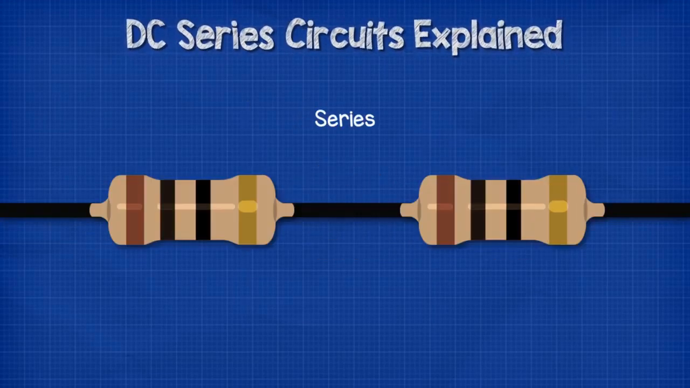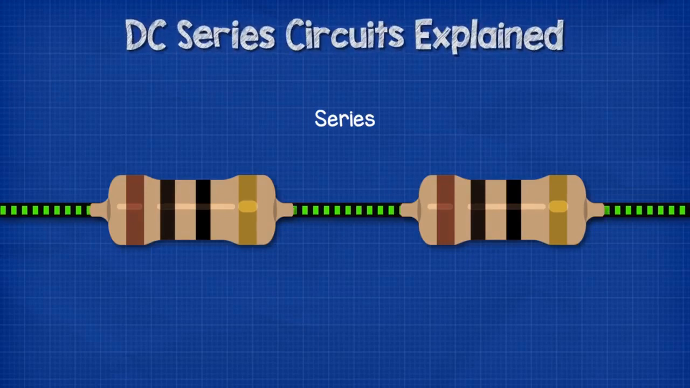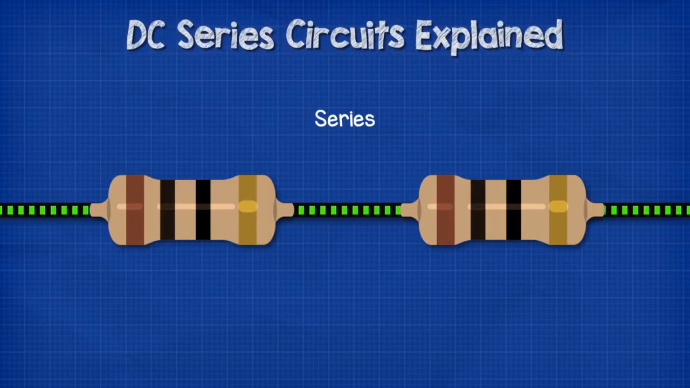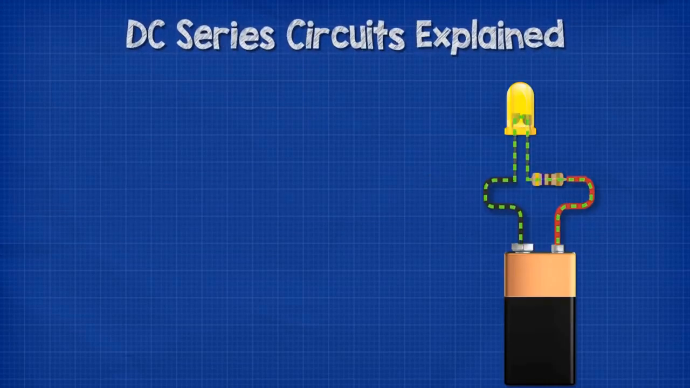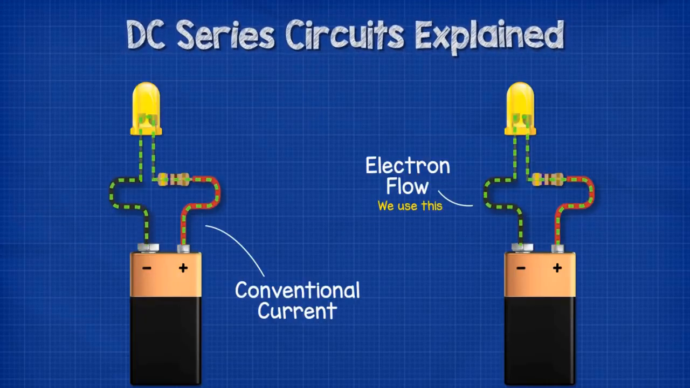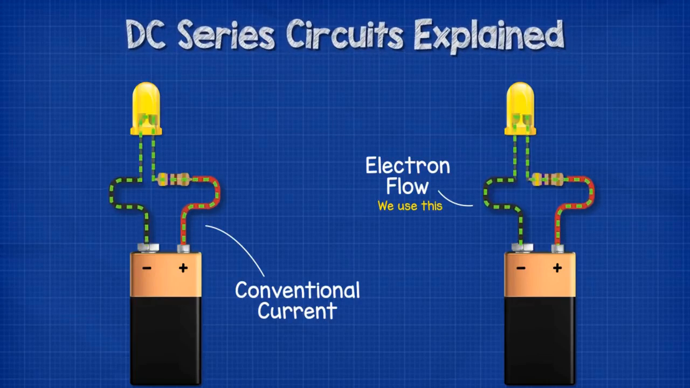So if we place two components in a line end to end, or with some wires in between, then these are connected in series. The electrons only have one path they can take, so they will all flow through each of the components. By the way, in these animations, I use electron flow, which is from negative to positive. You might be used to seeing conventional current, which is from positive to negative.